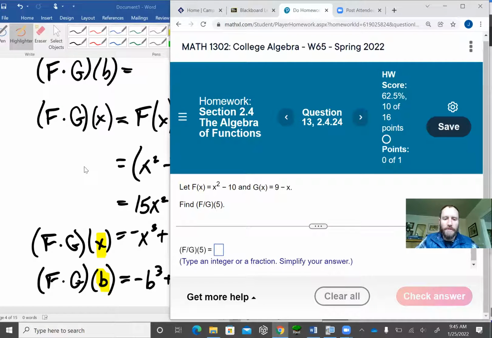Okay, so I think I'll skip this one as well, right? You know, what do you need to do? You need to find f of 5, or you can find the new formula, right? The new formula for f over g is x squared minus 10 over 9 minus x, right? And then just plug 5 in there. So it's going to be 5 squared minus 10 divided by 9 minus 5.